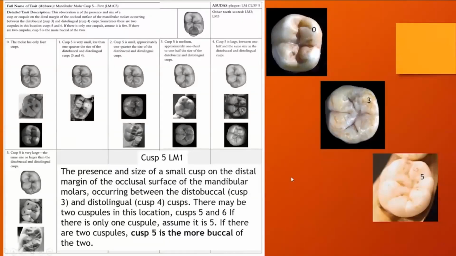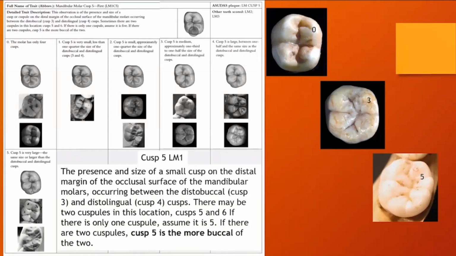Okay, so I'd like to talk to you about cusps 5, 6, and 7, and what these traits have in common is that they're all about size. Their relative size to what's around them, with cusp 7 being special and different because of where it's placed. And so let's take a look first at cusp 5 in the first molar.